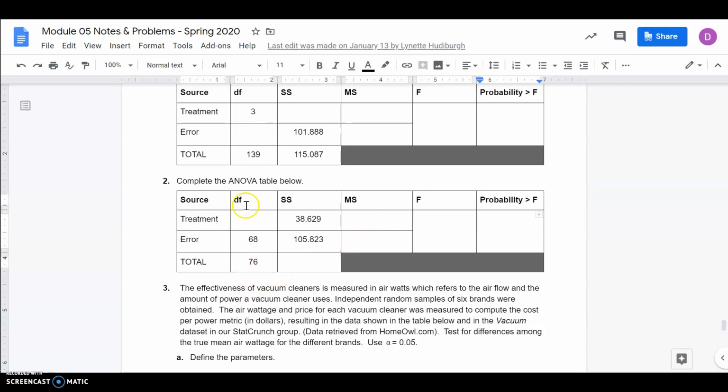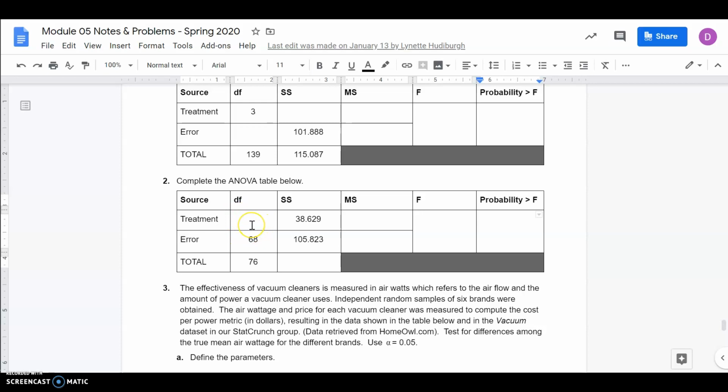So to fill out this table, the first two columns, for degrees of freedom and the sums of squares, are pretty straightforward. The degrees of freedom for treatment and the degrees of freedom for error have to add up to your total degrees of freedom. The same thing goes for the sums of squares column. So depending on what space is missing in the table, you would have to adjust your arithmetic accordingly.